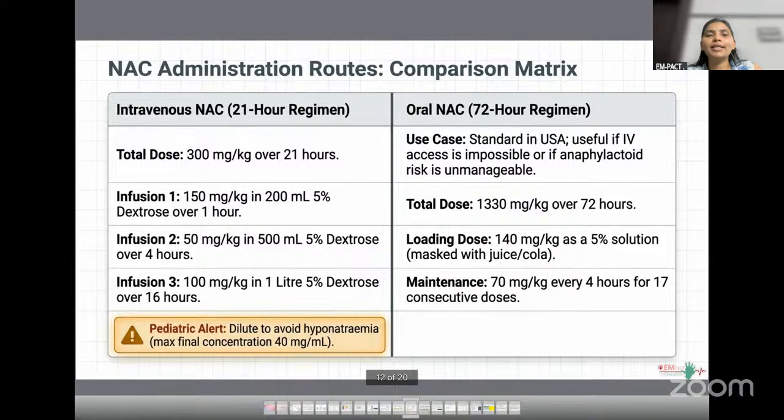And I would like to give you a recent advance. Nowadays in the US and UK, they are following a 2-bag regimen for the IV therapy. Here we are following a 3-bag regimen, over 1 hour, 4 hours and 16 hours. But nowadays they are following a 2-bag regimen. But they are giving the total dose the same, 300 mg per kg only, but that will be over 4 hours and over 16 hours. That is just to avoid the anaphylactic reactions that are related to this NAC therapy.